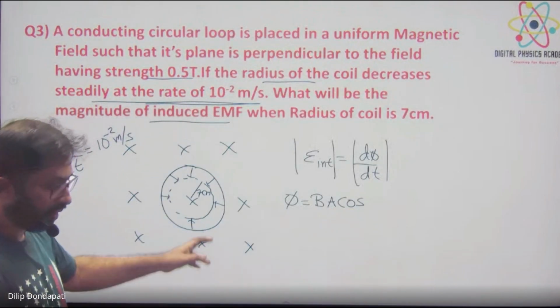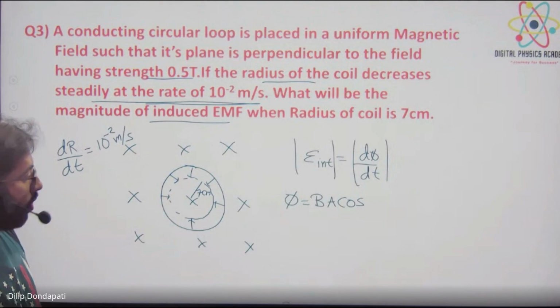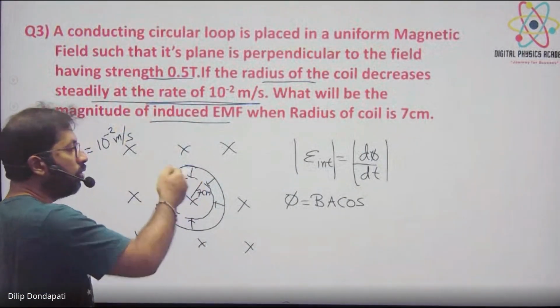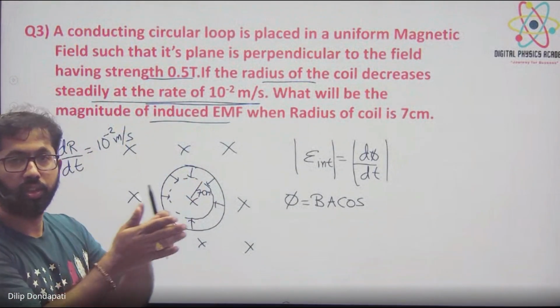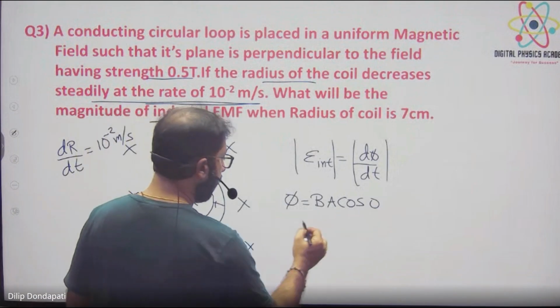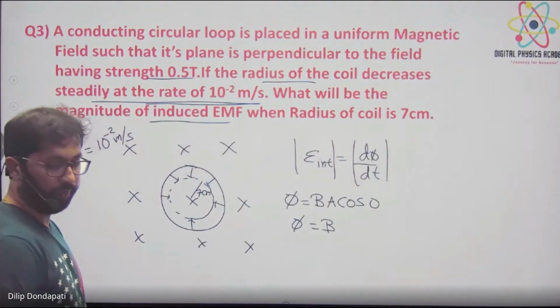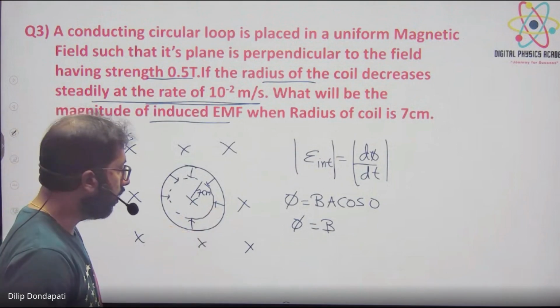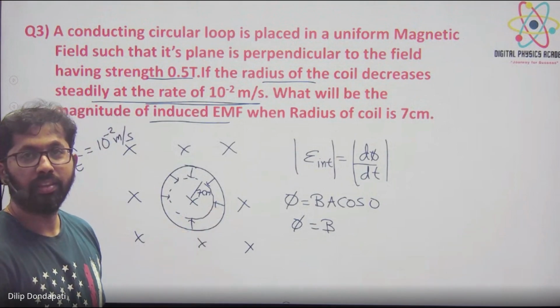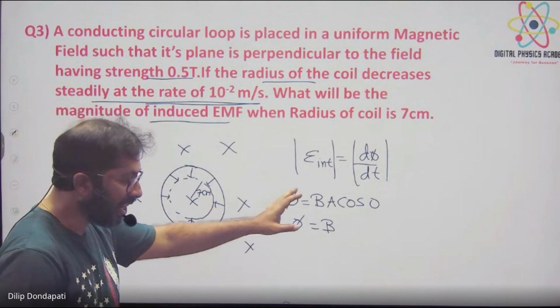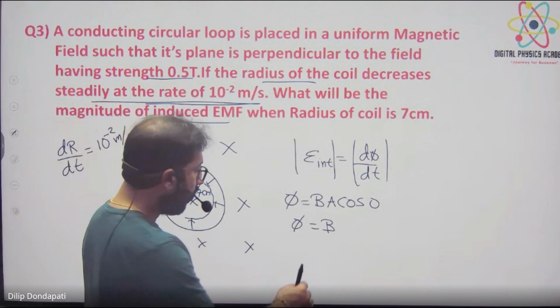Here I told you initially, the magnetic field and area vector should be taken in the same direction. So the angle is 0, so cos 0. So BA. You got the answer, Satvik? 7 into 10 power minus 4. Wrong. You also got the same answer? No. Okay, BA cos 0. Now, how much is the area?